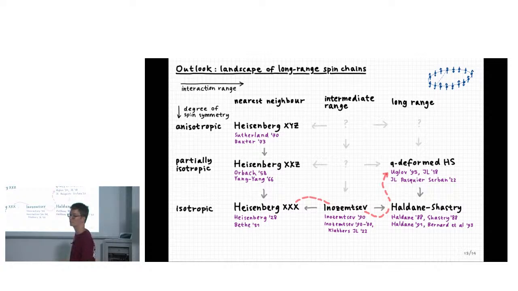the way to Haldane-Shastry. In terms of representation theory, we understand Heisenberg very well, and we understand Haldane-Shastry in some sense even better. It's even nicer. There are no Bethe equations and so on. In Inozemtsev, we don't know the algebraic structure, but it is exactly solvable, and by looking at the spectrum, we expect it to be integrable.